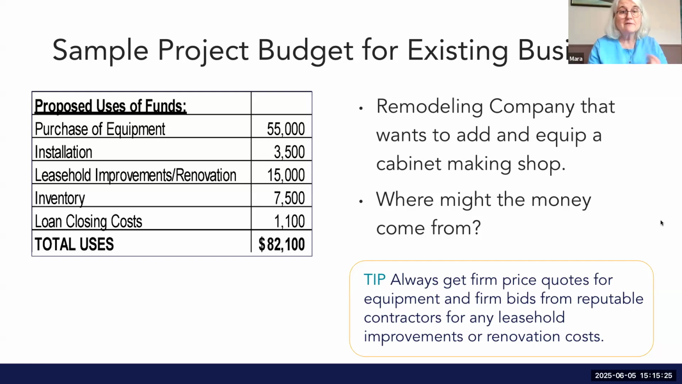And of course, we can't forget the loan closing costs that any lender is going to charge. So they know that their total uses of funds, their total budget, is going to be $82,100. Now, they only have about $40,000 in their business checking account. So where might that other money come from? And can we have the next slide?